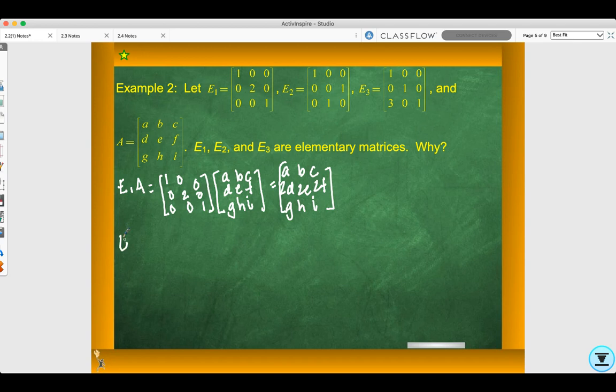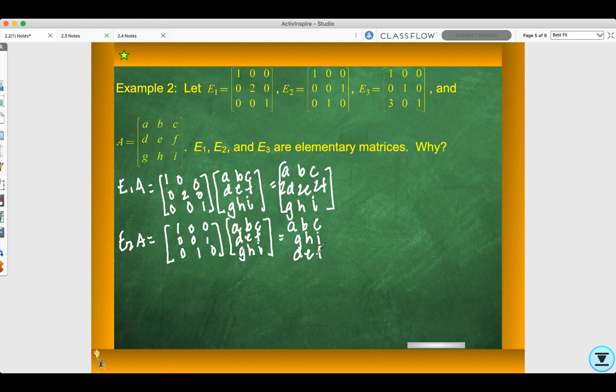If I look at E2 times A, I'm just interchanging these two rows to get my elementary matrix. So A, B, C would stay the same. G, H, and I would come up here. And then I'd have D, E, and F down here.